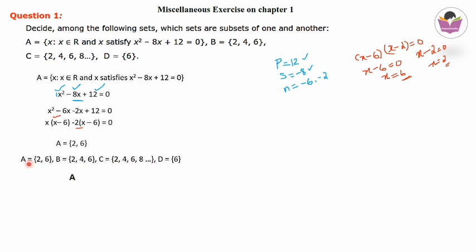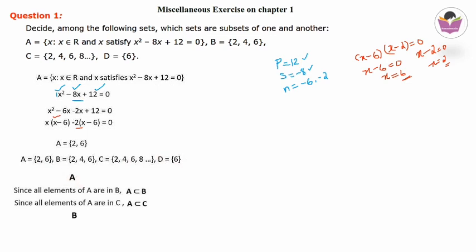We have to check A with the other sets. All the elements of A are in B. You can see 2, 6, and 2, 6 here also. So all the elements of A are in B, so A is a subset of B. Next, A compared with C: 2, 6 here also. So all the elements of A are in C, that's why A is a subset of C. But A and D, when you check, A has 2 elements but D has only 1 element, so we cannot compare A and D for subsets because all the elements of A are not in D. That's all with A.